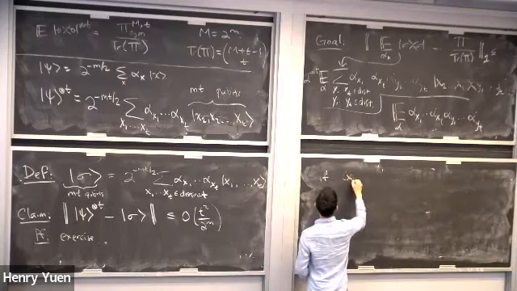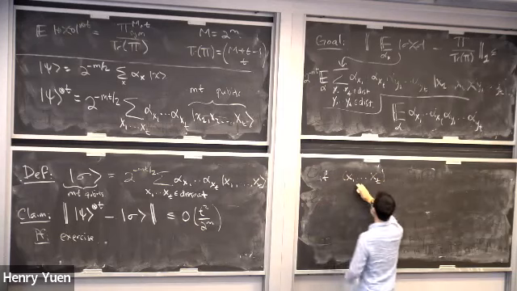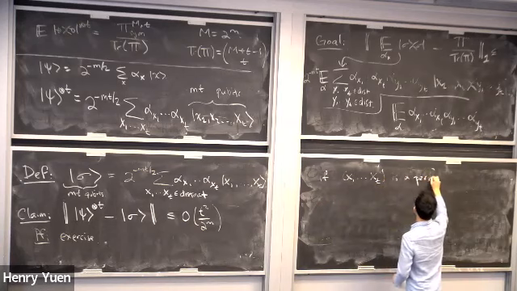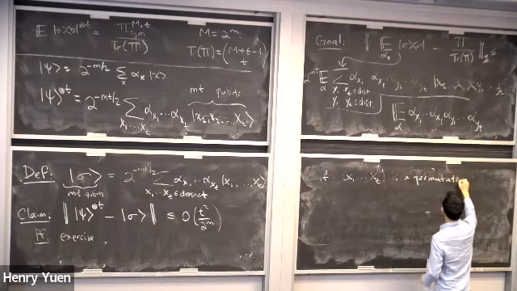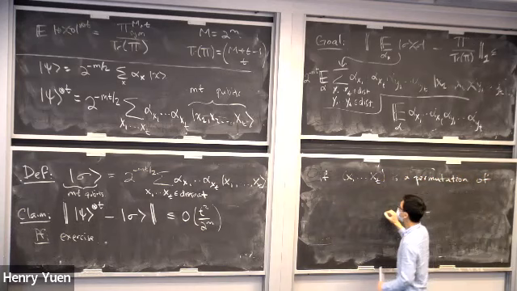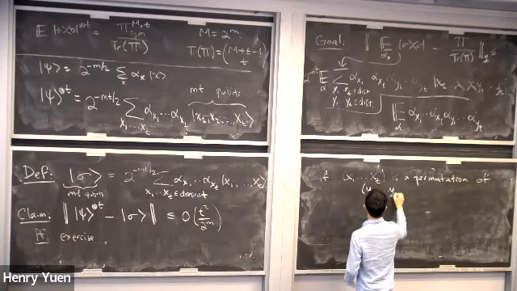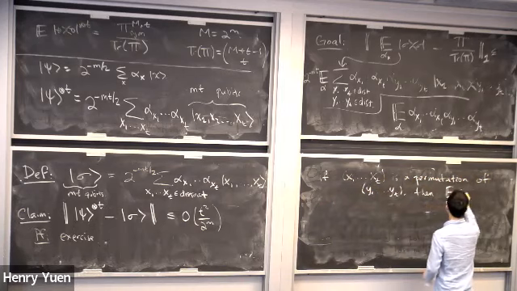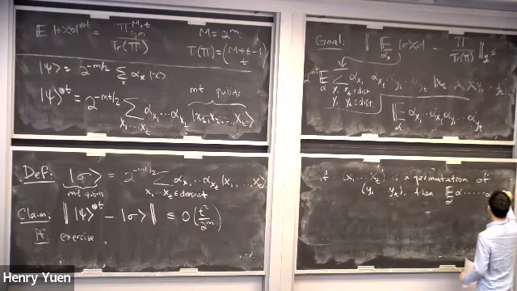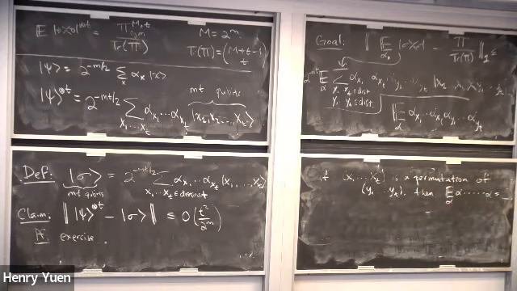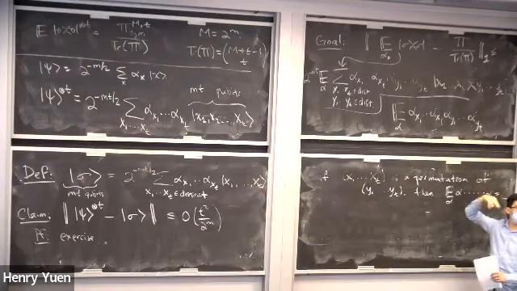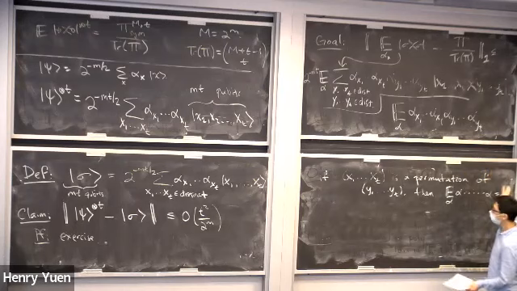So if x1 up to xt, remember these are all distinct, x1 up to xt is a permutation of y1 up to yt, then this expectation of the alphas is equal to 1. Why is that? Because you match up the alphas, you just pair them up, right? And since they're plus or minus 1, they square to 1. So this is just going to be 1.